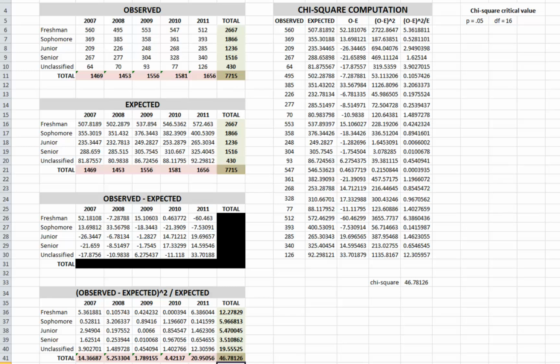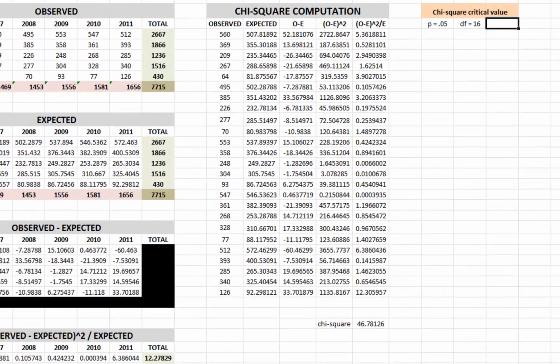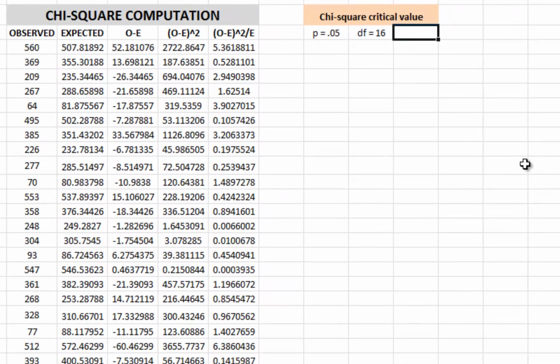And sometimes I do these things in 2 places as a check to make sure that what I'm doing in one place is correct, because I can match it up with another thing. Okay. So guess what? We're just about done. The last thing we need to find out is our chi-square critical value here. So remember, we have a P of 0.05 and 16 degrees of freedom.